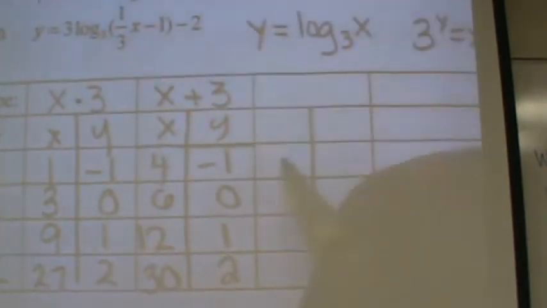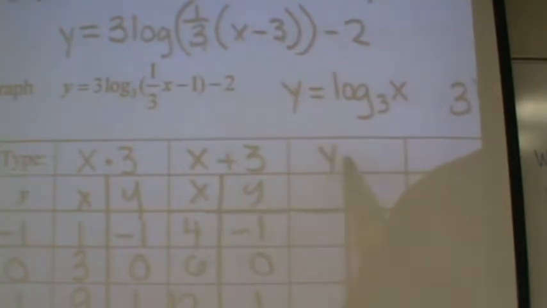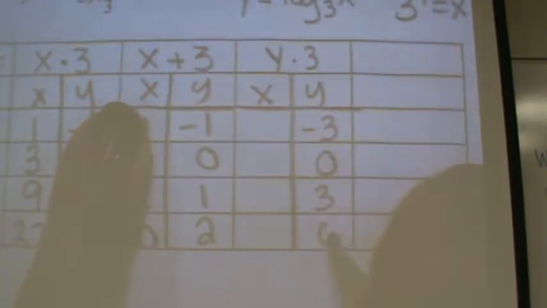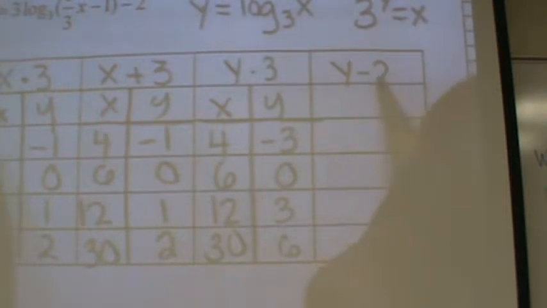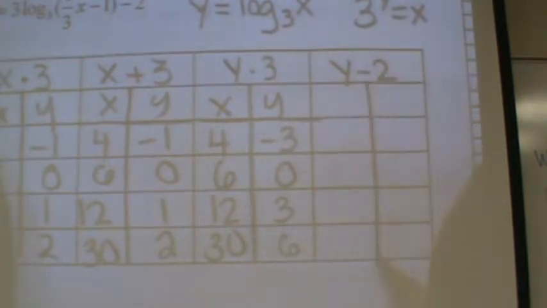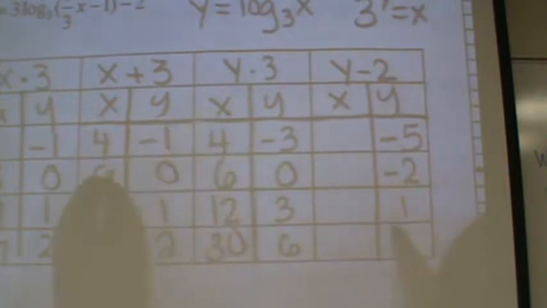Next, what do you do? Multiply the y's times 3. Now we move on to this number out here. You're going to multiply your y values by 3. If we multiply these y values by 3, you get -3, 0, 3, and 6, right? Keep the x's the same. And then do what? Subtract 2. Take your y values and bring them down 2. So if you bring these down 2, you get -5, -2, 1, and 4.